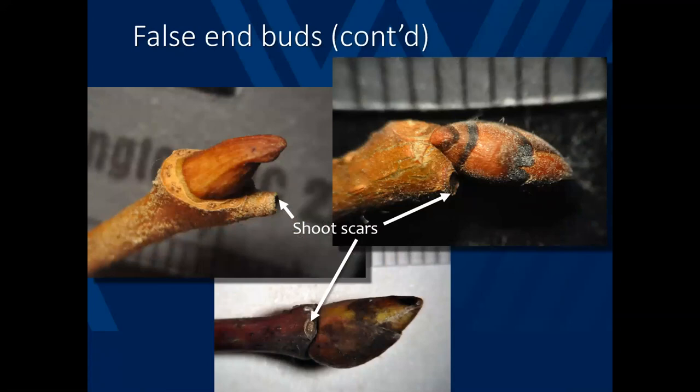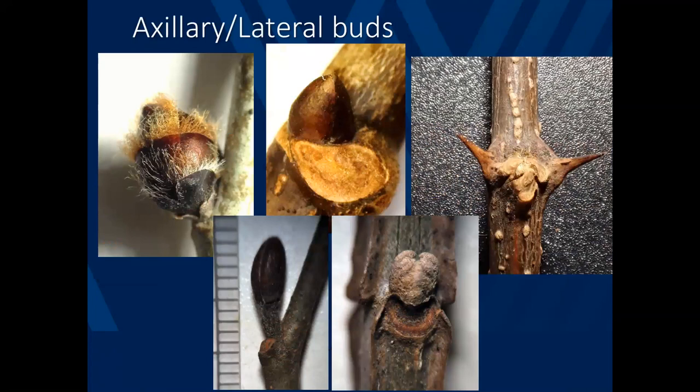So these plants with false end buds typically have zigzag growth form. Axillary buds are another attribute of importance. Axillary or lateral buds, remember we called them. So a lot of variation in these. These buds are almost as distinct as, you can't say a fingerprint, because fingerprints allow us to tell individuals from one another, but they definitely help tell the difference between species.